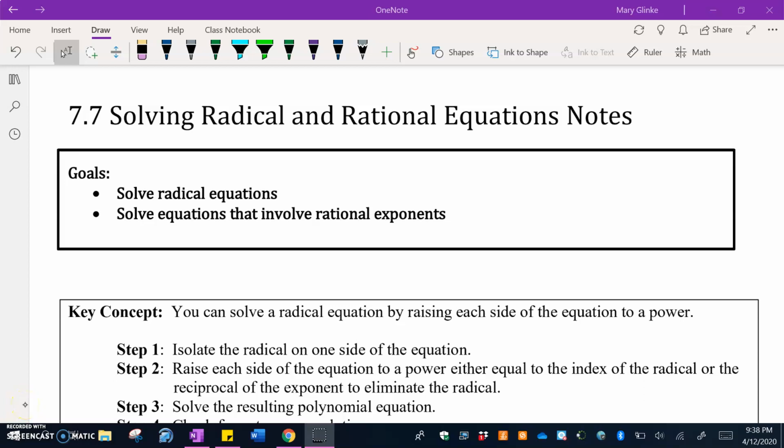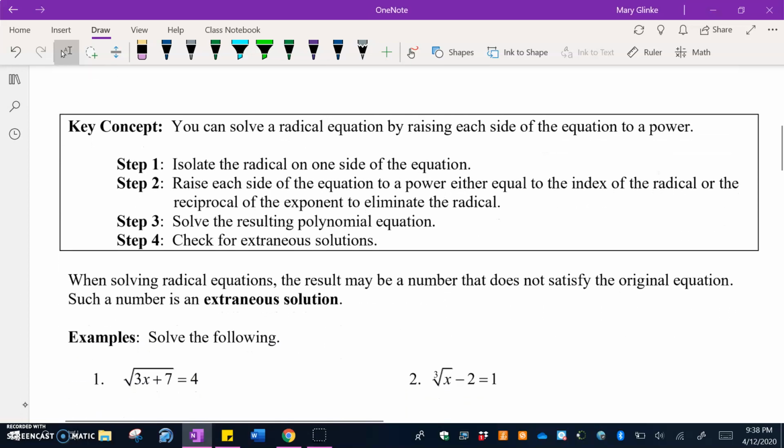Today we are going to do 7.7, which is solving radical and rational equations. So our goal is to solve equations that have radicals in them or that have rational exponents. We have four steps to this.